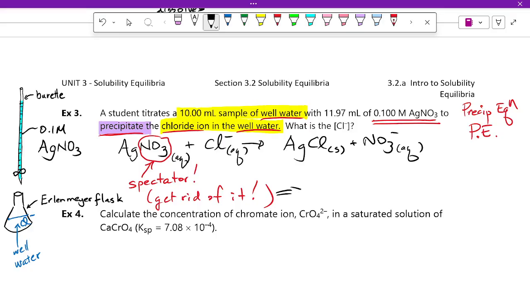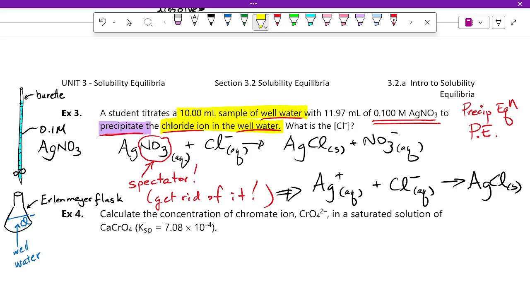But if we get rid of it, it becomes Ag plus aqueous plus Cl minus aqueous goes to AgCl solid. And our solid is on the right. And we have a one-way arrow. That's our precipitation equation. So the one on the top is harder. The one on the bottom is easier. Study hard for your test tomorrow, not test, quiz. And I will see you then.